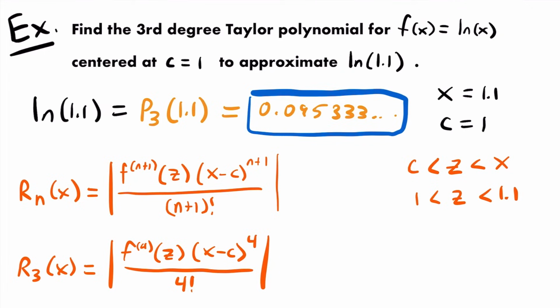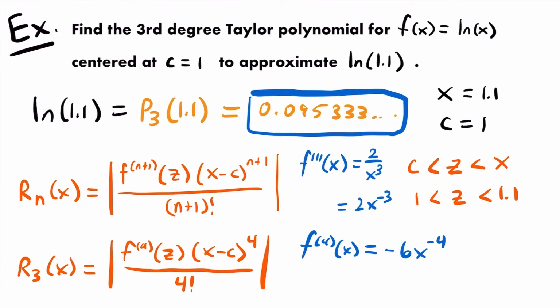All right, but first we need to find that fourth derivative. If you remember from our work from earlier, we found that the third derivative of the natural log of x was equal to 2 divided by x cubed, and that was equal to 2 times x to the power of negative 3. If we take the derivative again, the fourth derivative will be equal to negative 6 times x to the power of negative 4, which is equal to negative 6 divided by x to the power of 4. Right, we multiply that exponent down, negative 3 times 2 is negative 6, and then subtract 1 from the exponent to get negative 4, and then we move x to the power of negative 4 to the denominator, which makes the exponent positive.